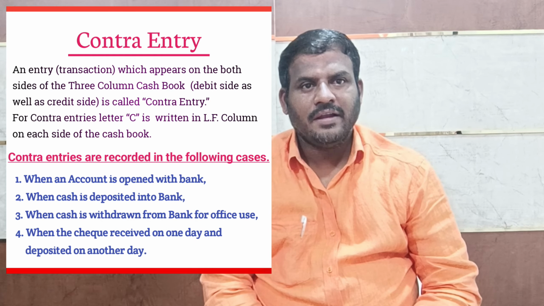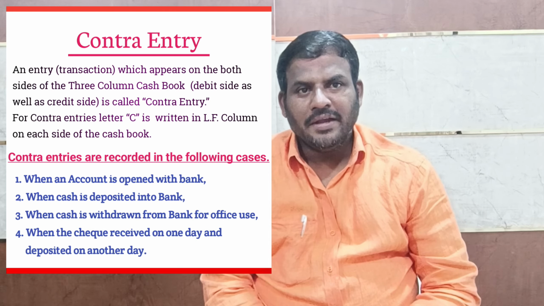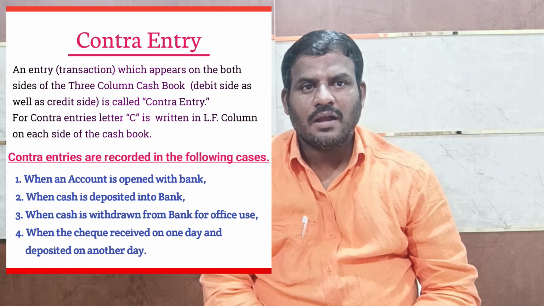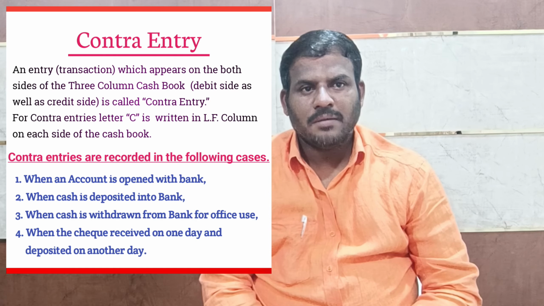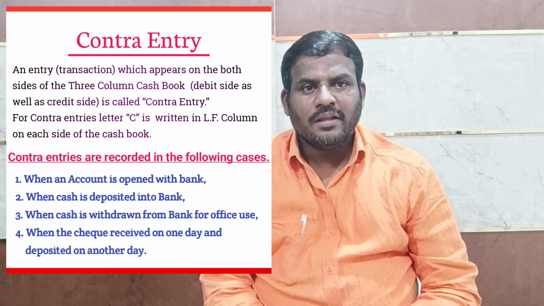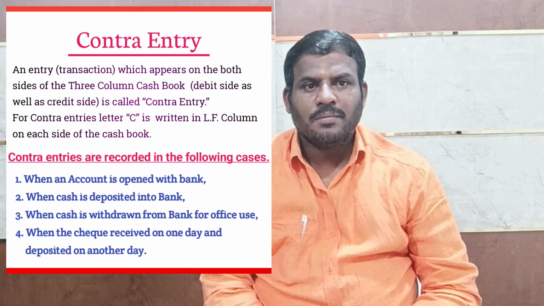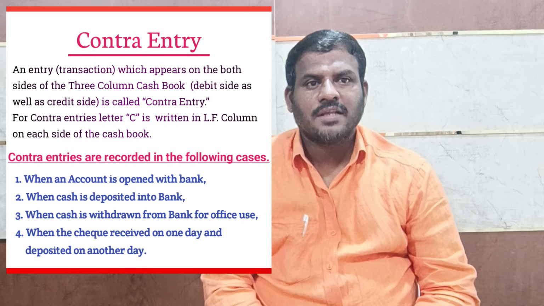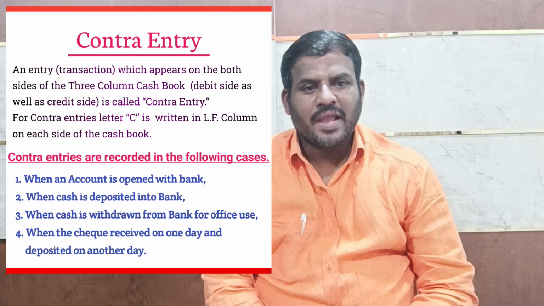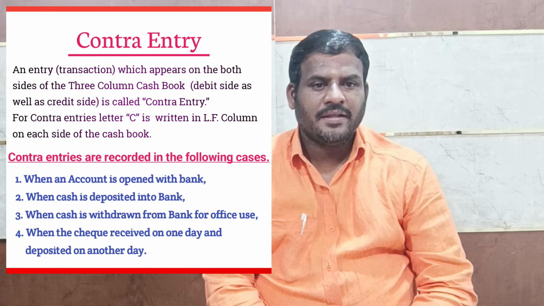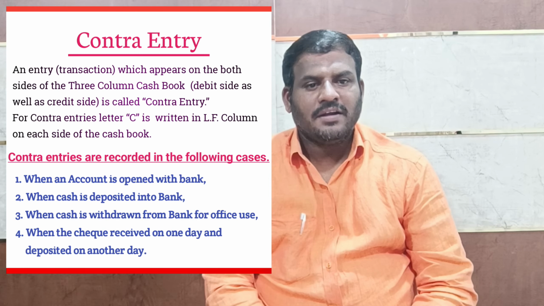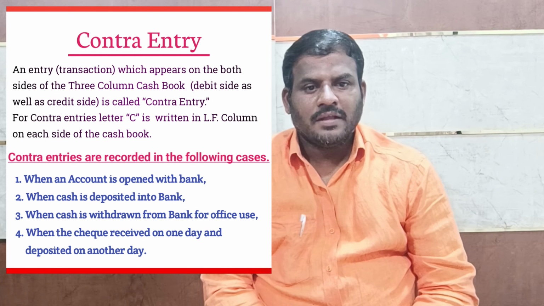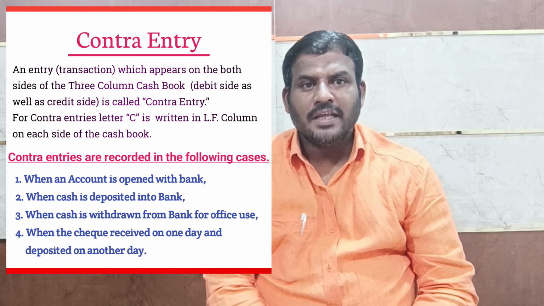Contra entry is nothing but an entry which appears on both sides of the 3-column cash book, then it is known as Contra entry. The meaning of that is if an entry is recorded on both sides of the 3-column cash book, that means the debit side as well as the credit side, then it is said to be a Contra entry. If the cash account and bank account are affected by each other in the same transaction, it is called Contra entry. Contra means opposite in Latin.